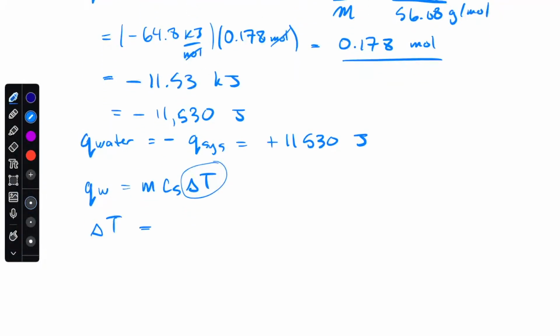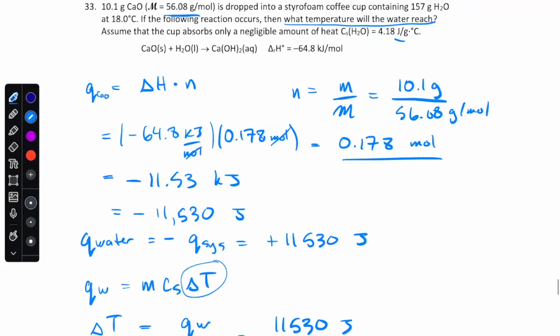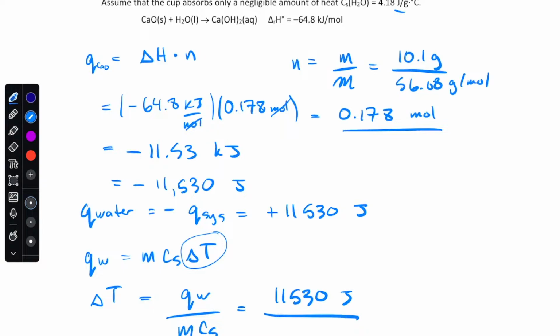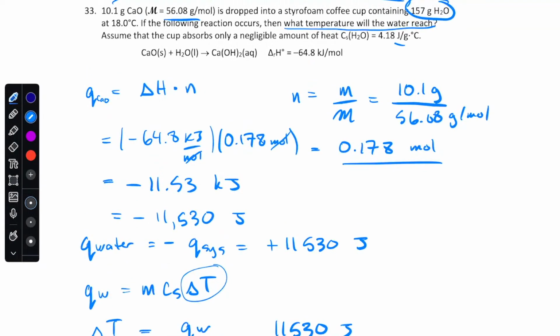So delta T, just rearranging this, is Q_w over m C_s, which is 11530 joules over the mass of the water. Actually, not the mass of the water, the mass of the solution. So what we actually have to do when you do these coffee cup calorimeters is think about the whole solution as being what's absorbing that extra heat. And what we have to do is take that 157 and add to it the 10.1 grams.